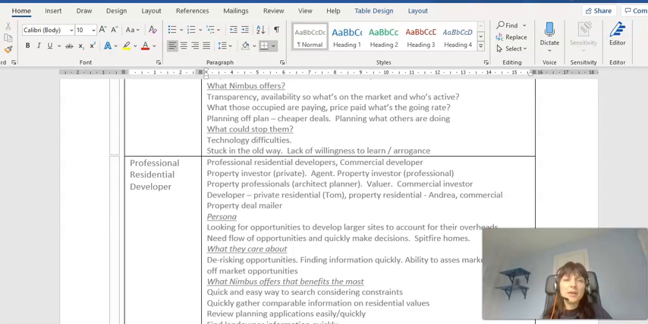So we're moving on now to residential developers. We've looked previously at commercial developers, and we have got commercial developers in there. We've got individuals who might invest in property. We've got agents. We've got professionals who do it for a living or do it for their company. We've got architects in here. So we're grouping together people with a great deal of experience.